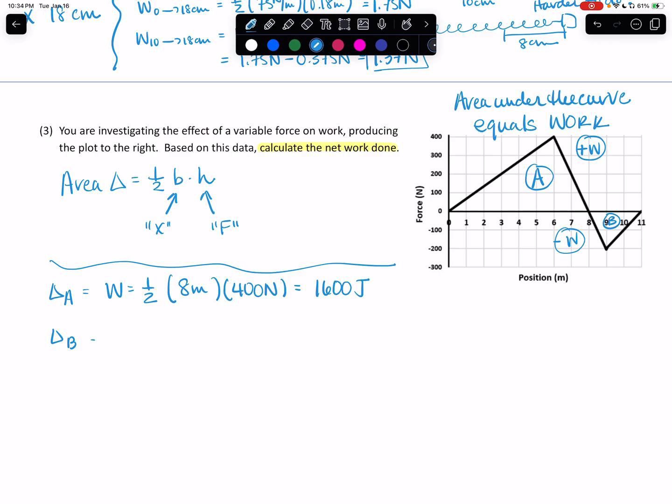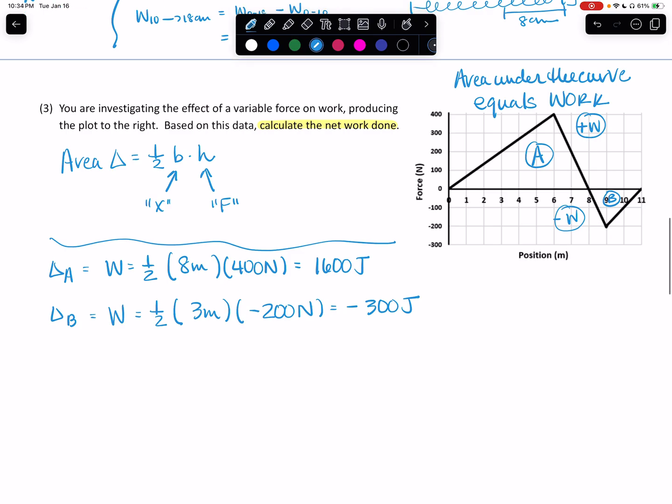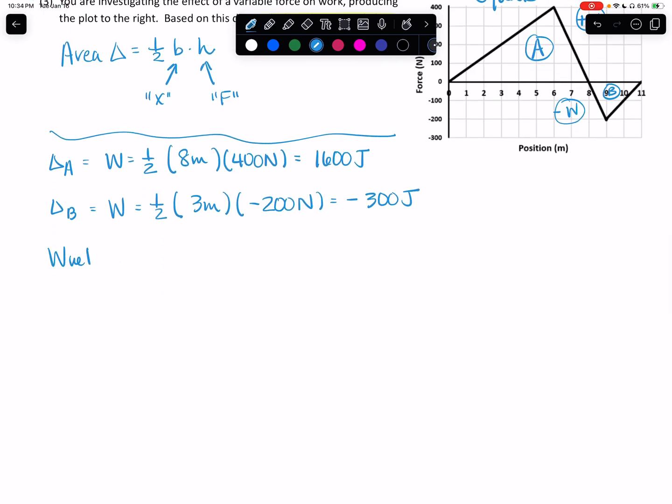All right, then we're going to look at triangle B. Work again is 1/2. The base this time is 3 meters. And our height is negative 200 newtons. All right, multiply those together and we get a negative 300 joules. All right, so then our net work is going to be equal to the sum of those. So 1,600 joules plus a negative 300 joules, and we get 1,300 joules as our net work.